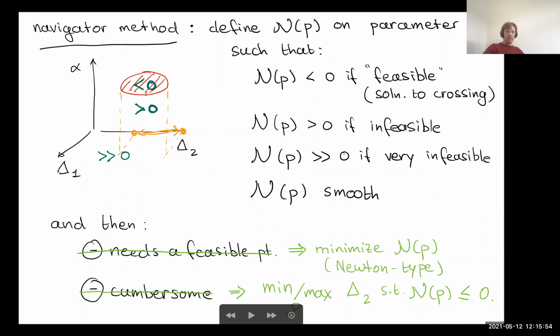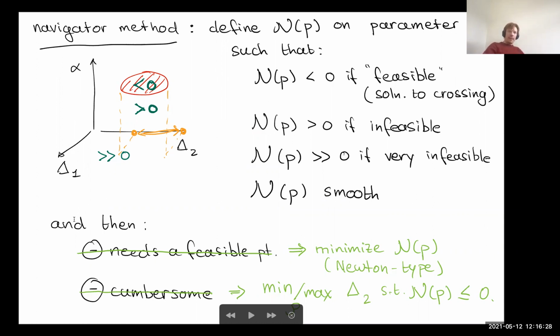First of all, we want the sign of the navigator function to tell us whether we're inside the island or outside. So it's negative if feasible, if there's a solution to crossing, and it's positive if it's infeasible. And then ideally, we also want this function to be smooth and to grow very large when it's very infeasible. So when you're very far away, the function should become very positive. And we want it to be smooth for reasons that we'll see in a minute.